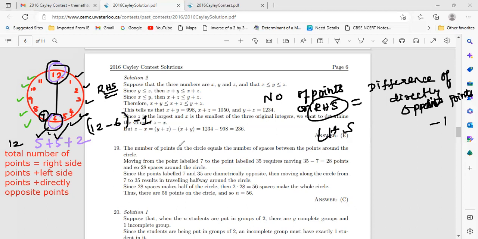And here in the clock example, I took the example as 12 and 6. And here we do have 7 and 35. I hope you are able to follow this now. So you just have to subtract 35 and 7 for finding the in-between points. If you place 35 here and 7 here, you would be able to calculate all the right-hand side points by subtracting 35 and 7. Do you understand this?